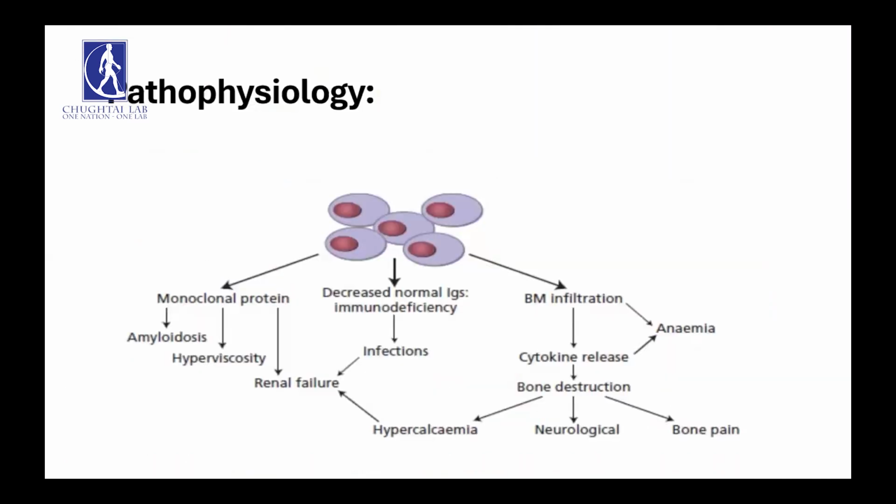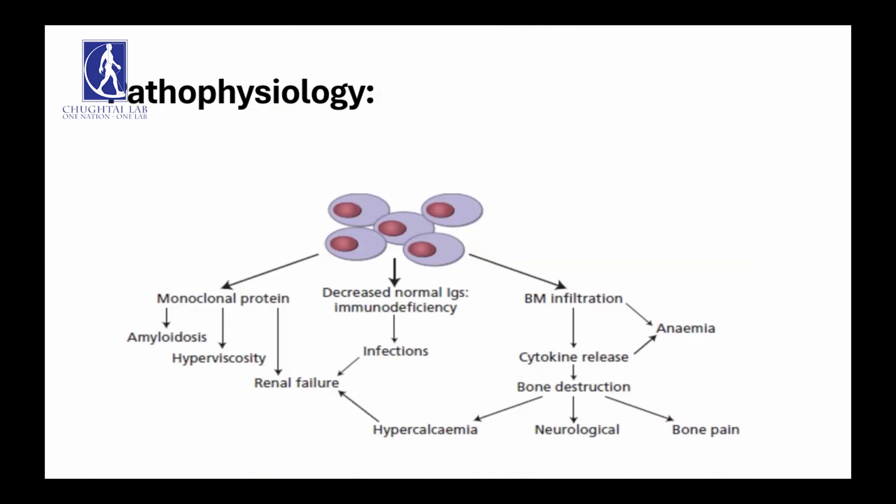It is a flow chart describing the pathophysiology of the multisystem involvement of multiple myeloma, in which there is a clonal proliferation of the abnormal plasma cells leading to the excessive production of monoclonal proteins, deficiency of the normal polyclonal proteins, and bone marrow infiltration. Excessive production of the monoclonal proteins can lead to the formation of amyloidosis due to deposition of the insoluble amyloid fibril within the renal tubules.